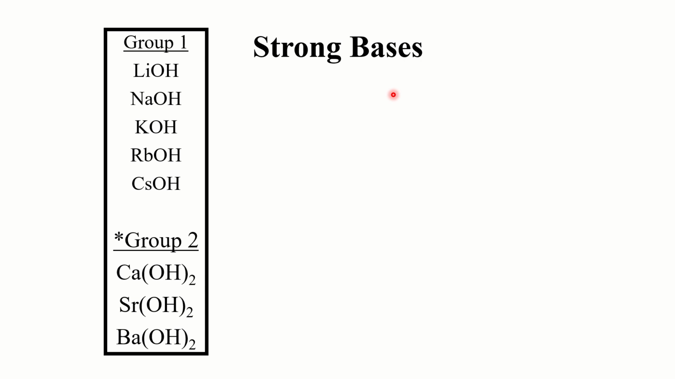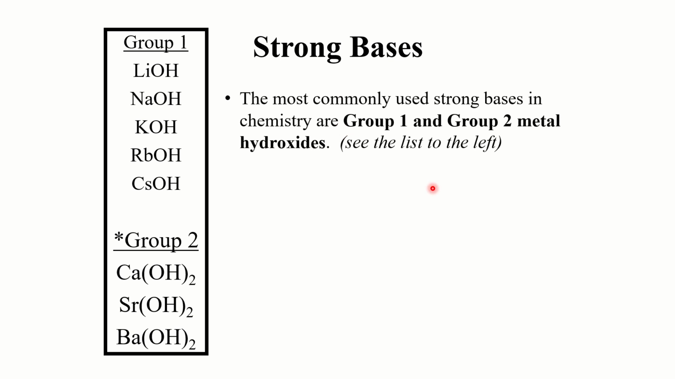And similarly, there are 8 strong bases I expect you to know. The most commonly used strong bases are group 1 and group 2 metal hydroxides, so lithium, sodium, potassium, rubidium, and cesium hydroxide, and then calcium, strontium, and barium hydroxide.